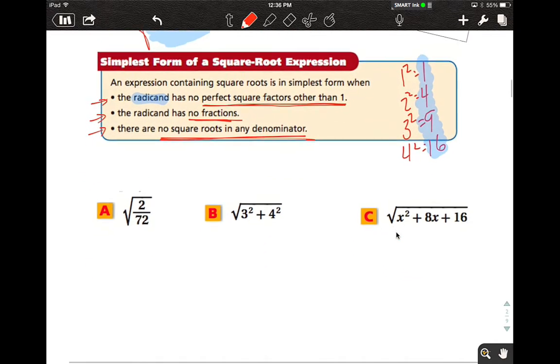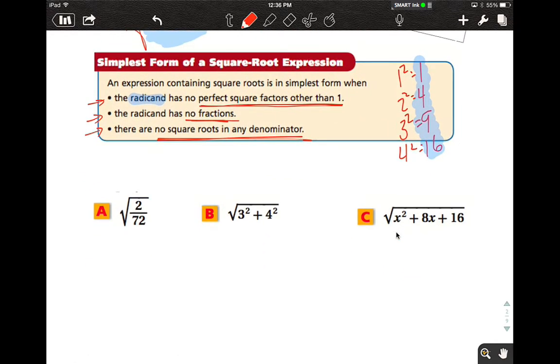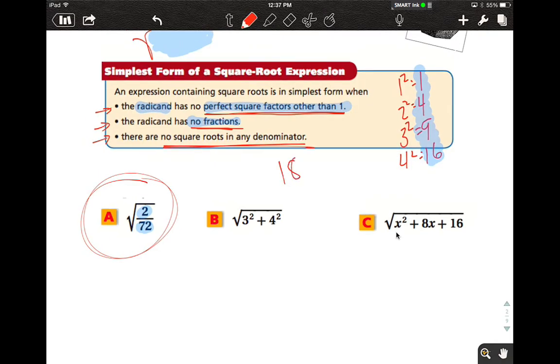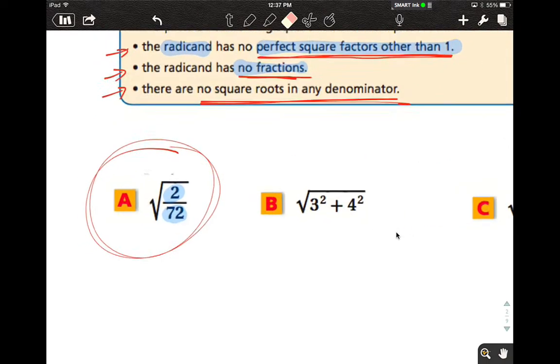So for part A here, is this simplified? Is that example simplified? No way, because we don't really want to deal with fractions. This is a problem here. And there are some perfect square factors in some of these numbers. Remember, a factor is just a number multiplied by another number. The factors of 18 are 2 and 9. So we have to look for the factors of the things that are in the radicand.